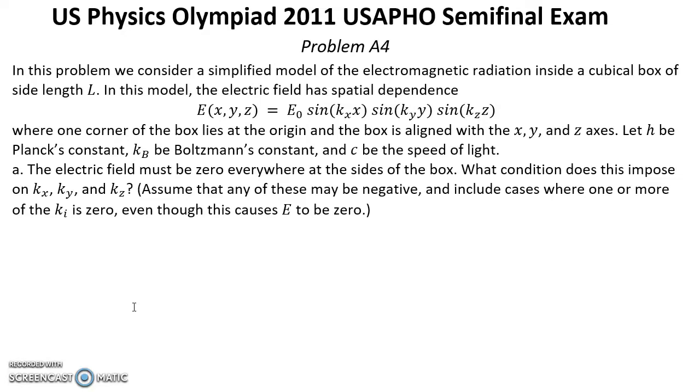Question A. The electric field must be zero everywhere at the sides of the box. What condition does this impose on kx, ky, and kz? Assume that any of these may be negative and include cases where one or more of the ki is 0, even though this causes E to be 0.